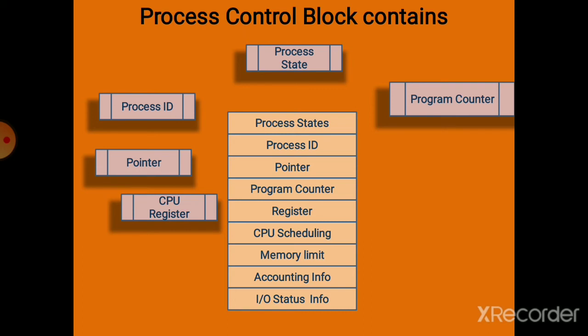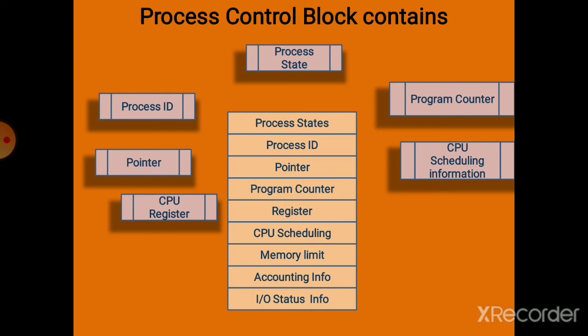Next is the CPU register. Here the CPU register is used to store data for execution, only for temporary storage. It tells us which registers are used for a particular process. Different kinds of registers, like index registers, stack pointers, and general purpose registers, are used. So this CPU register is used for storing data for execution, only as temporary storage.